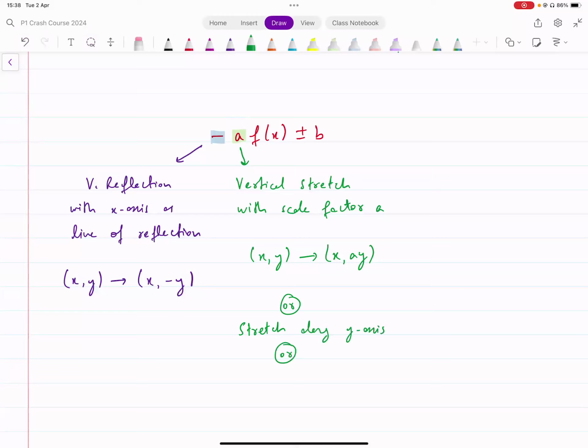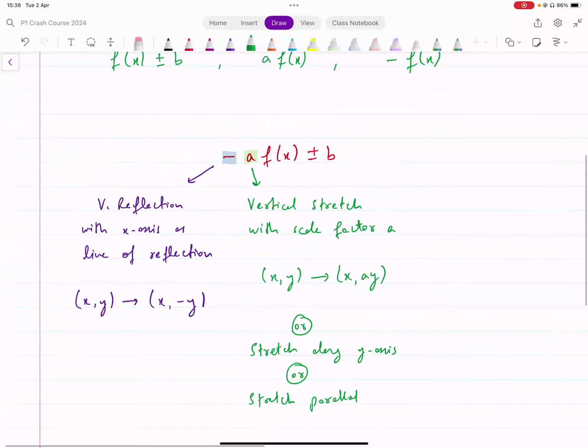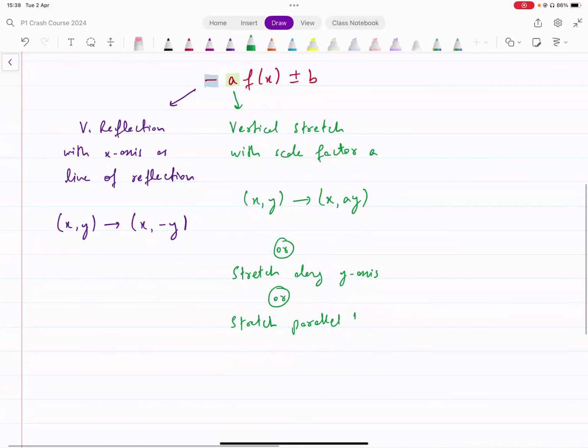And you could also use stretch parallel to y-axis. That's also acceptable. In both cases, of course, you have to write down the scale factor with that. That is important.